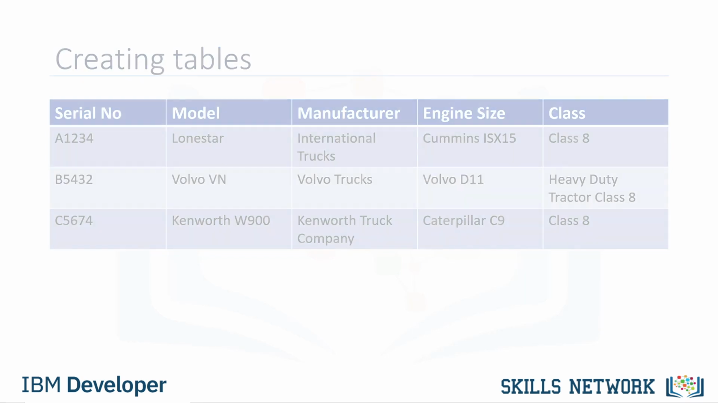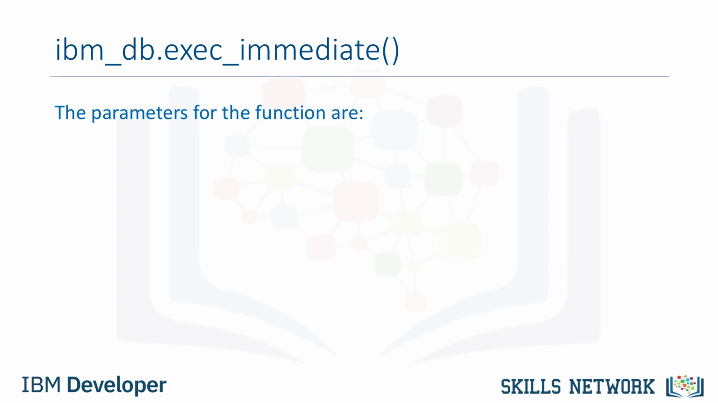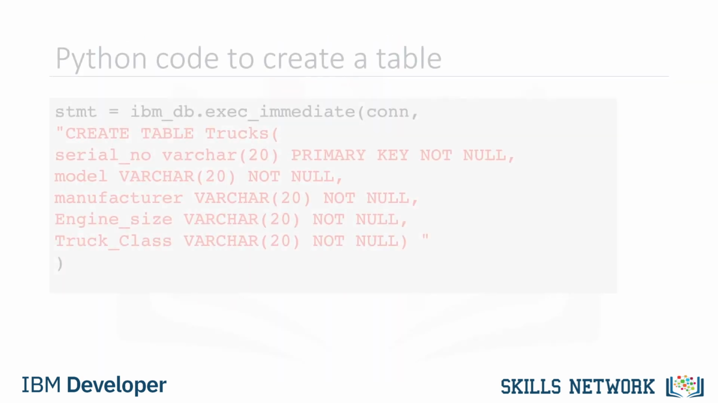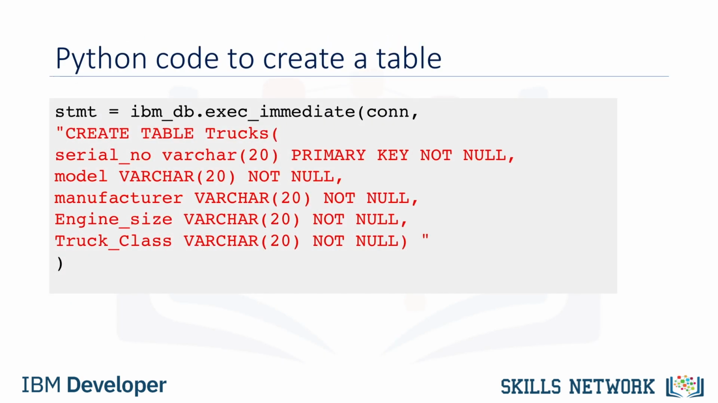To create a table, we use the IBM_DB exec_immediate function. The parameters for the function are connection, which is a valid database connection resource that is returned from the IBM_DB connect or IBM_DB pconnect function. Statement, which is a string that contains the SQL statement. And options, which is an optional parameter that includes a dictionary that specifies the type of cursor to return for result sets. Here is the code to create a table called trucks in Python.